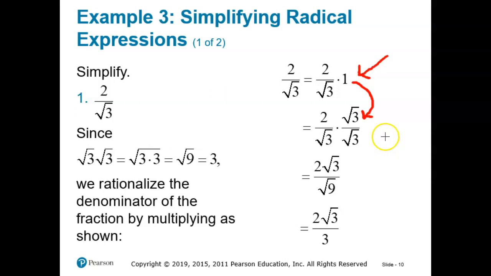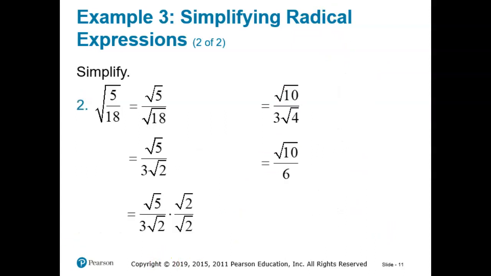So when we multiply this, we get 2 times the square root of 3, and we get square root of 3 times square root of 3, which is the square root of 9. Now, finally, when we get rid of that radical sign in the denominator, we have our final answer in the most simple form that we can get. Let's take a look at one more.